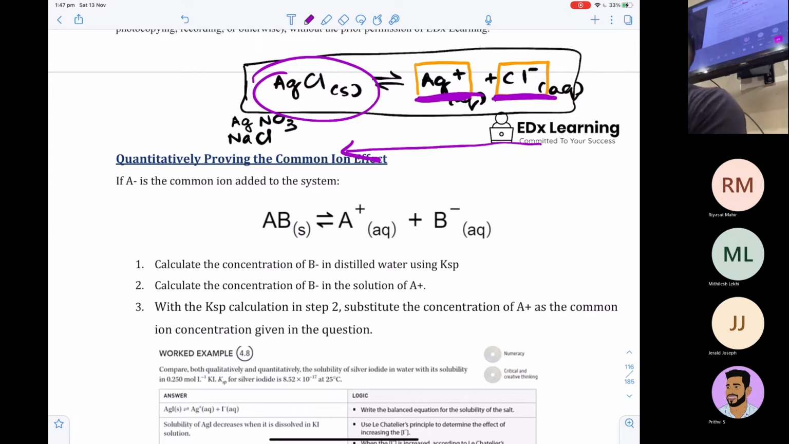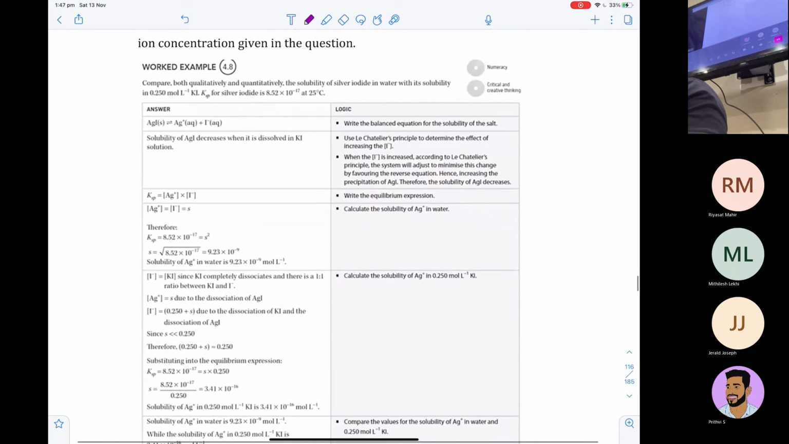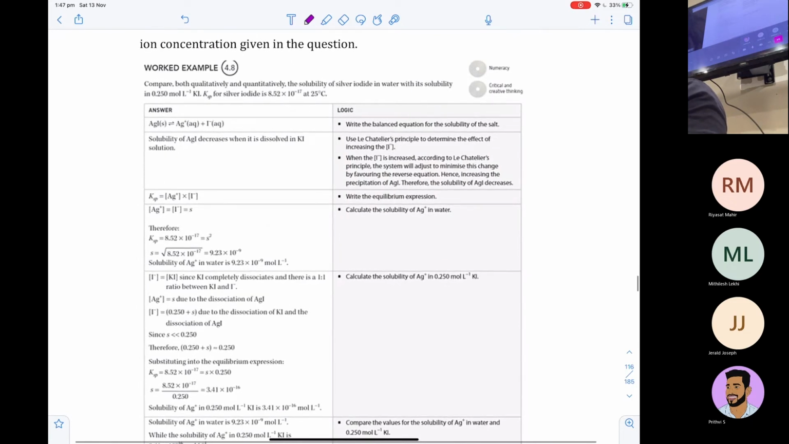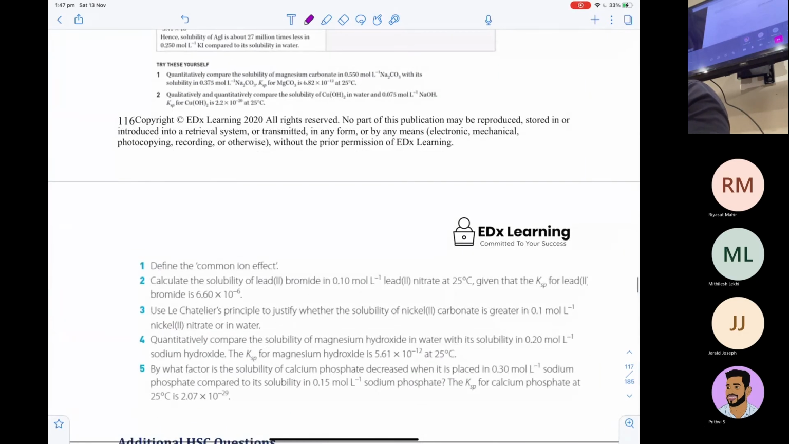Now that's quite easy. The only thing you need to remember now is common ion effect, LCP. That's how you explain it. Now when we talk about the calculation side of things, did you go through that? How to quantitatively prove the common ion effect. Okay? So I'll give you an example question.